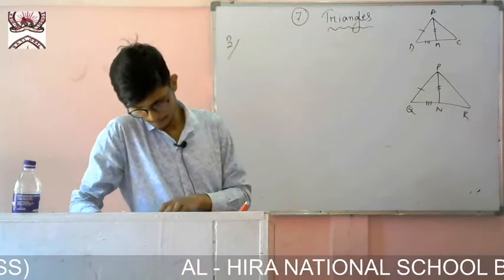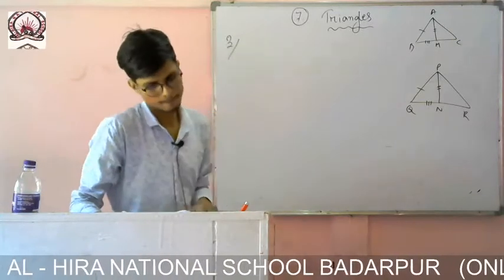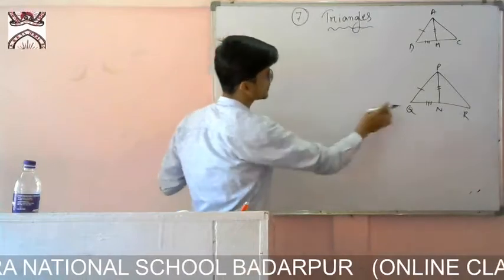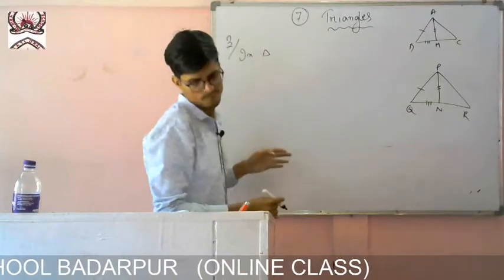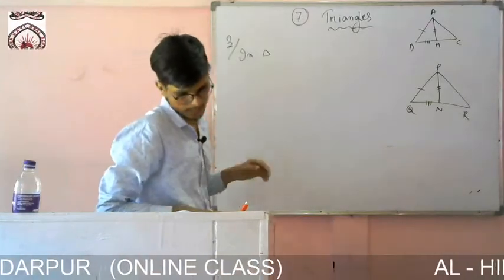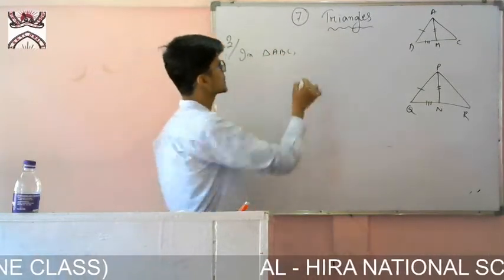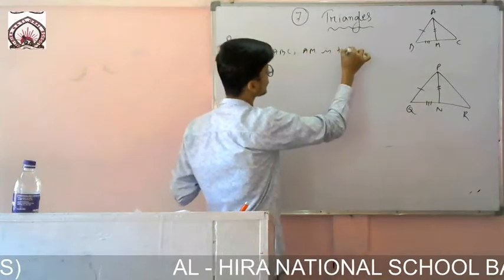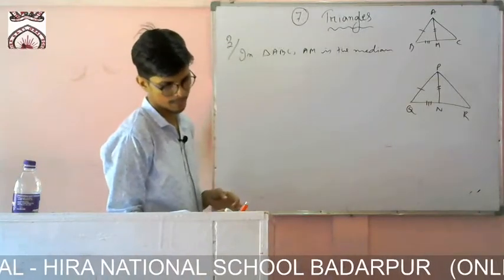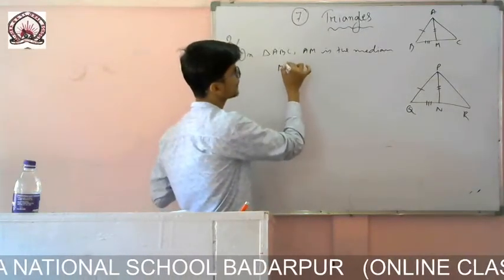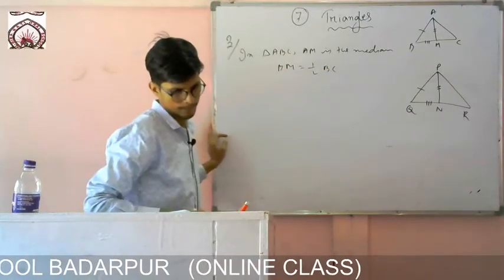BM is the median AM of one triangle and the median of the other. First of all I have to show that this one is equal to that one. So write like this: in triangle ABC, AM is the median. Since AM is the median, that means BM is equal to half of BC.